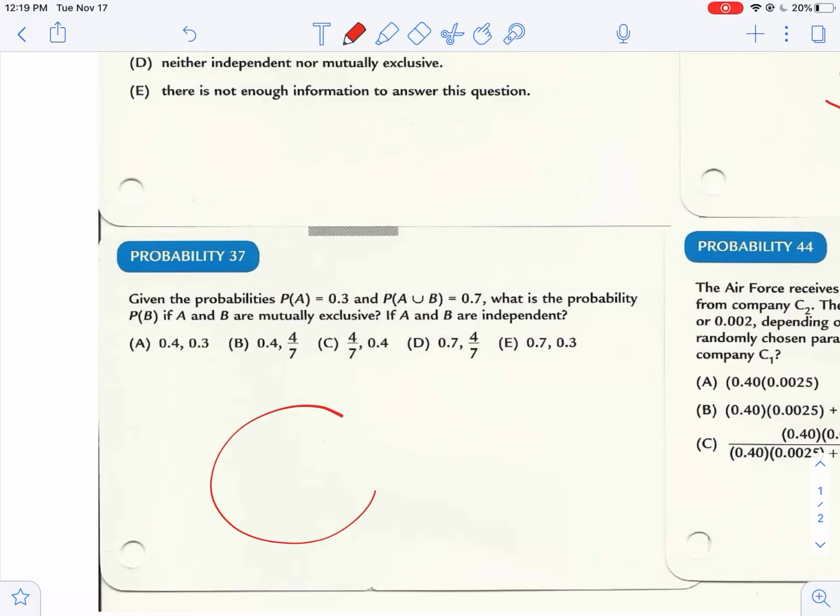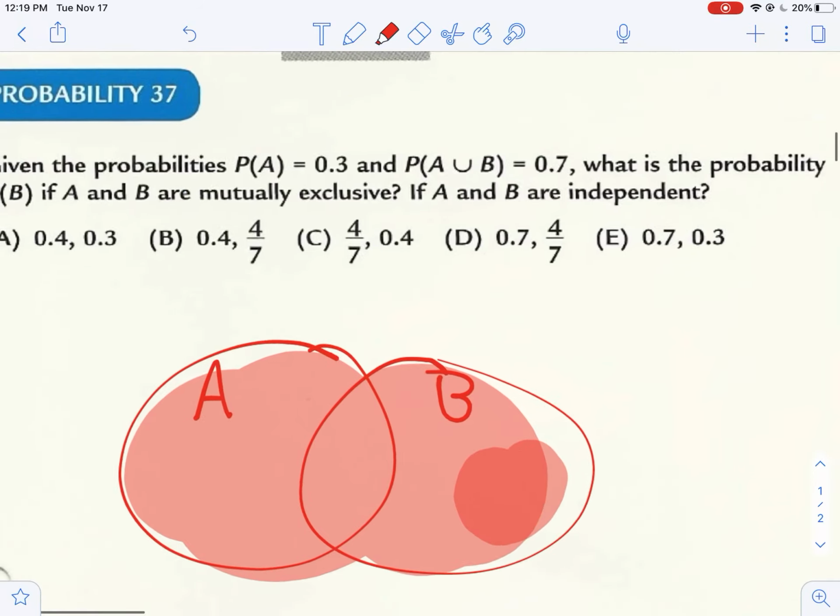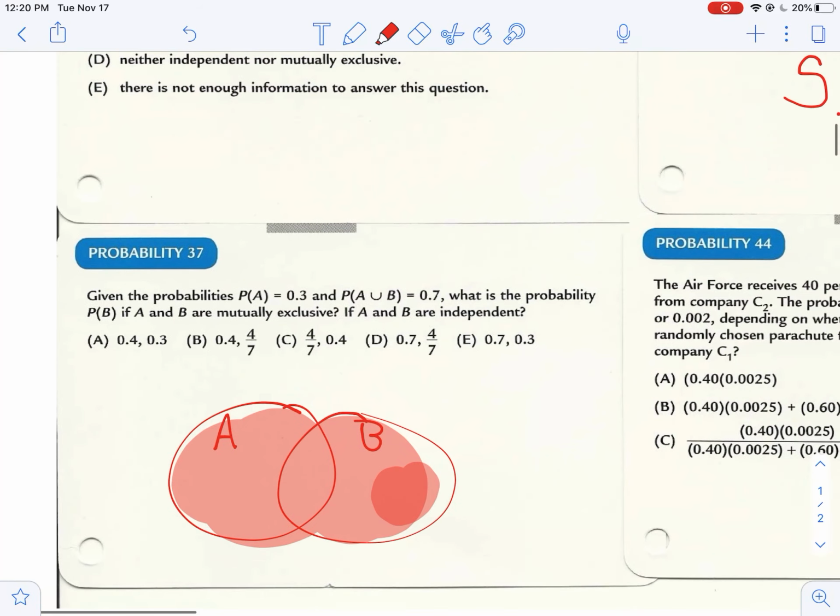So I can represent that using a Venn diagram, right? A and B. Now, if we know the probability of A or B equals 0.7, that means this whole thing here has to equal 0.7, because it's not just A happening alone and B happening alone. It's the probability of A and B happening alone as well as at the same time.